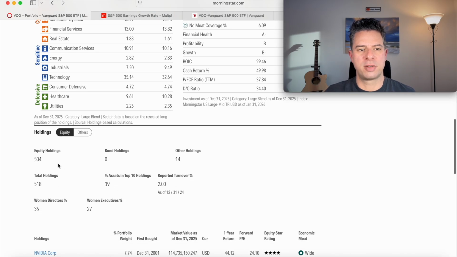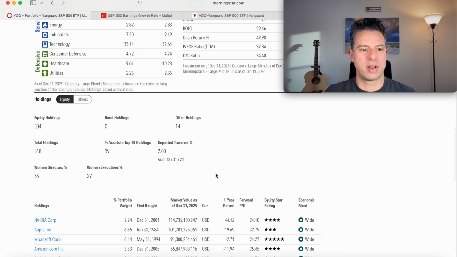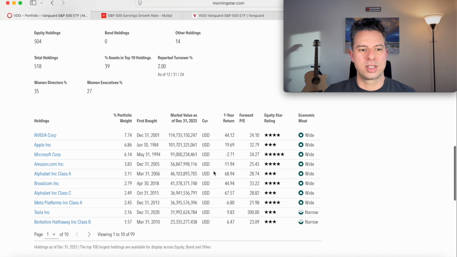You can see here 504 equity holdings. It's the S&P 500, but some companies have different share classes, like Alphabet, for example, has a few, and Berkshire Hathaway, and so that's why it's a few more than 500. So you can see here the holdings, and this is as of the end of the year 2025, December 31st. Nvidia, which has had quite a run, now makes up almost 8% of the S&P 500.